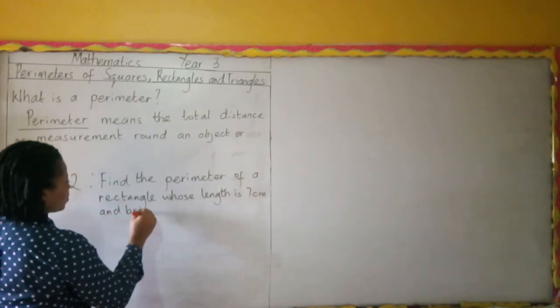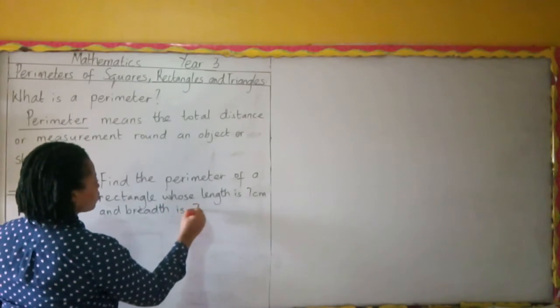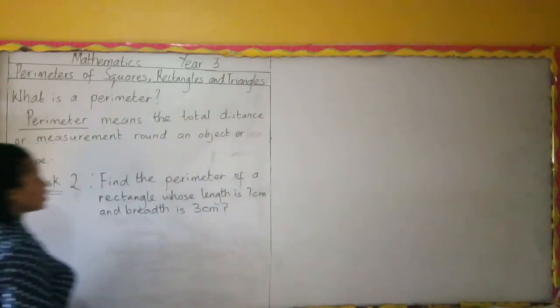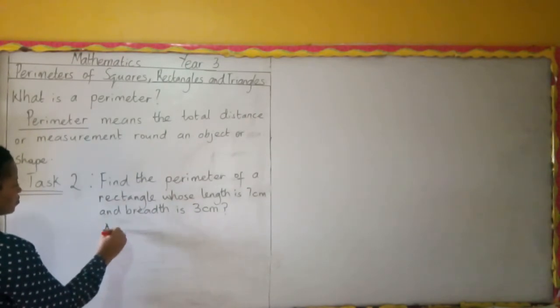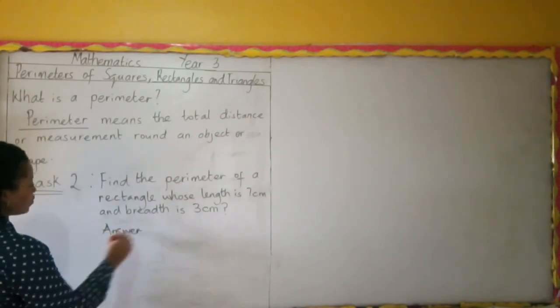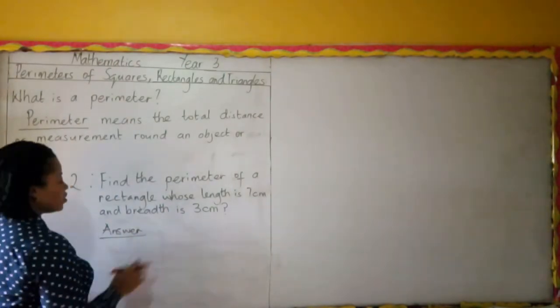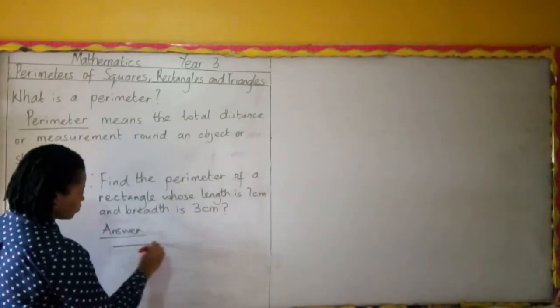And breadth, you know the breadth is equally the width, and the breadth is what? 3 cm. Question mark. That's a question mark. So I go ahead to write my answer, or you can write solution, whichever one pleases you. So now I'm going to imagine and draw the picture of this rectangle, and it goes this way.